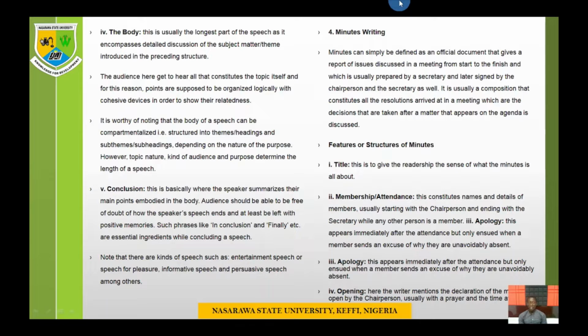The fifth and last item is the conclusion. This is basically where the speaker summarizes the main points embodied in the body of the speech. The audience should be free of doubt about where the speech ends, and at least be left with positive memories. Don't introduce, then pinpoint some things in the body, and have the conclusion not come to show where you are landing.